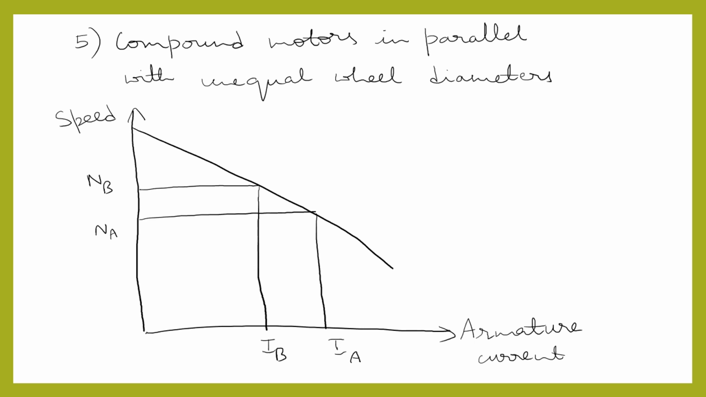So for cumulatively compounded motors, the speed current curve is steeper than that of the shunt motor, and hence we can see the loading is not equal for the two motors. There is unequal loading between the two motors. Therefore, we can conclude that if shunt motors or motors with shunt characteristic are used for traction, then slight inequality in the wheel diameter will cause large variation in the load division.